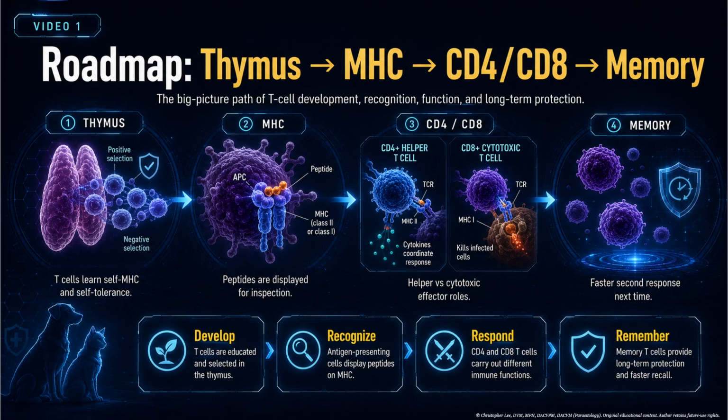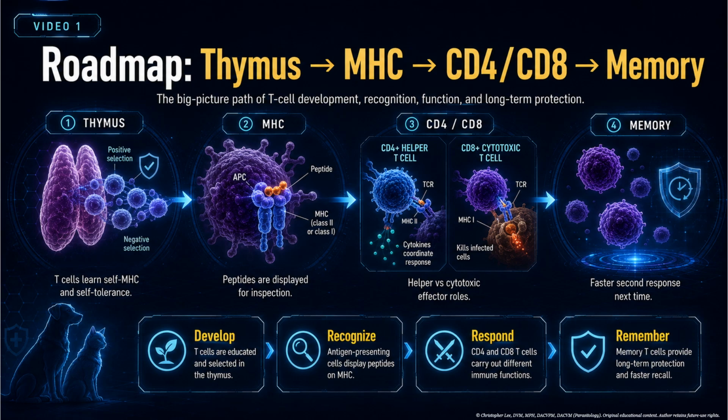Second, we will talk about MHC. MHC molecules are the display system. MHC class 1 generally presents peptides from inside the cell and activates CD8 cytotoxic T cells. MHC class 2 generally presents peptides from material taken by the antigen-presenting cells and activates CD4 helper T cells. Third, we will talk about CD4 and CD8 T cells. CD4 T cells coordinate. They help B cells, activate macrophages, and shape immune responses. CD8 T cells kill infected or abnormal host cells.